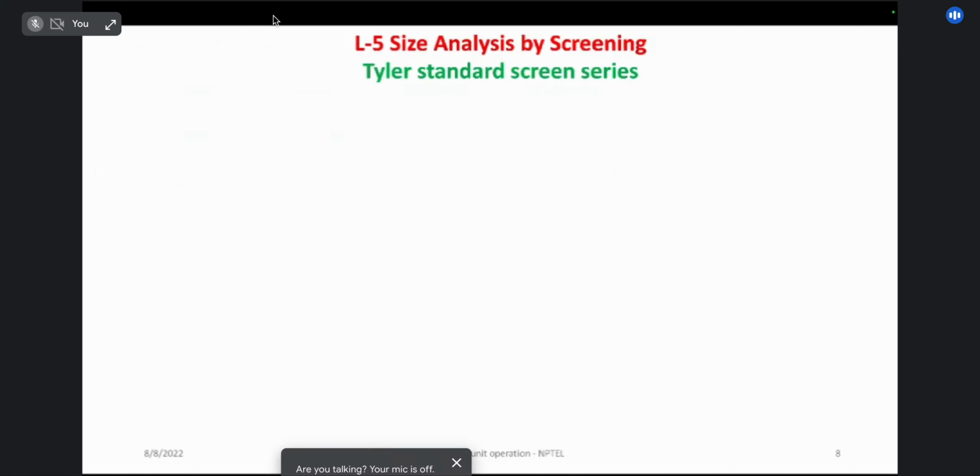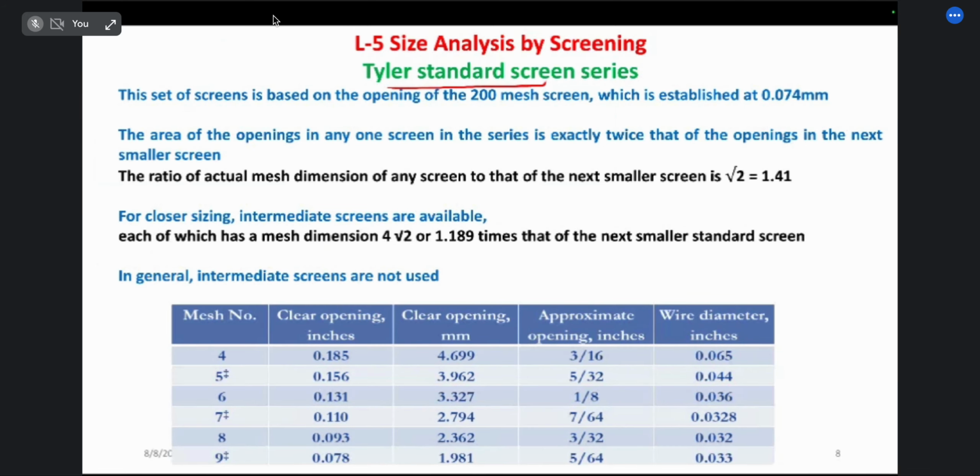Now, size analysis by screening. You should always follow the Tyler standard screen series. In all the examples and preparation, the Tyler standard needs to be followed. This set of screens is based on the opening of the 200 mesh screen, which is established at 0.074 mm. So it is always on the basis of the 200 mesh screen, whose aperture size is 0.074 millimeter.